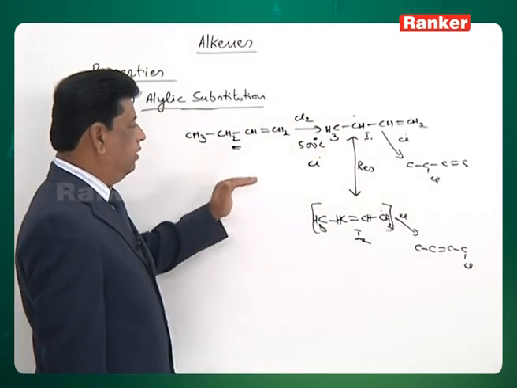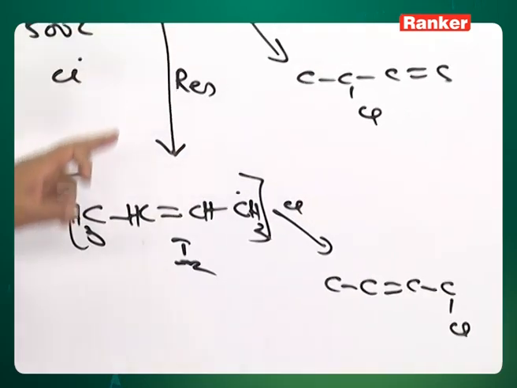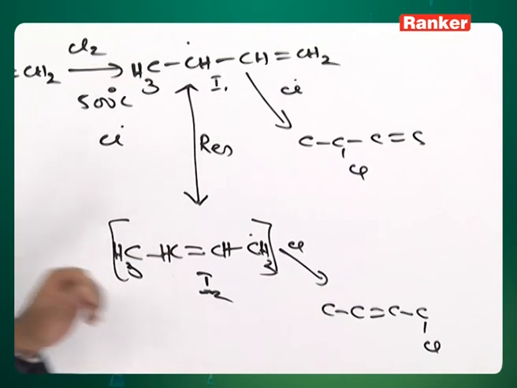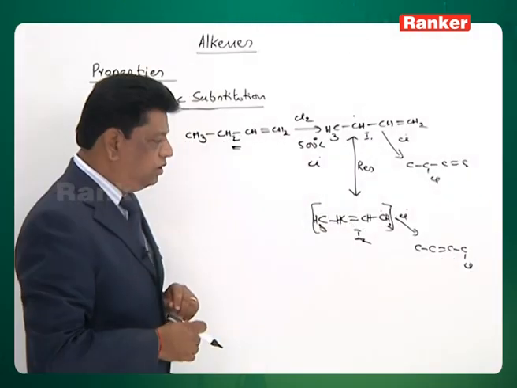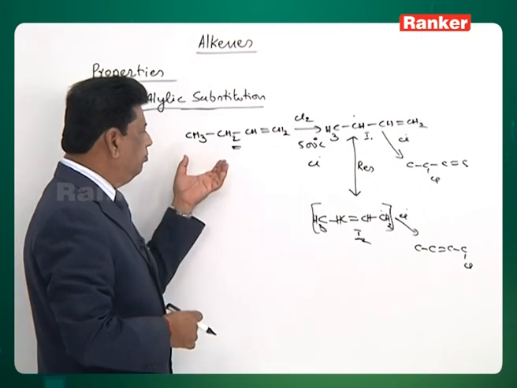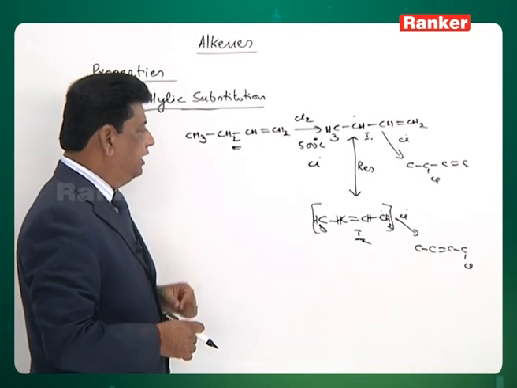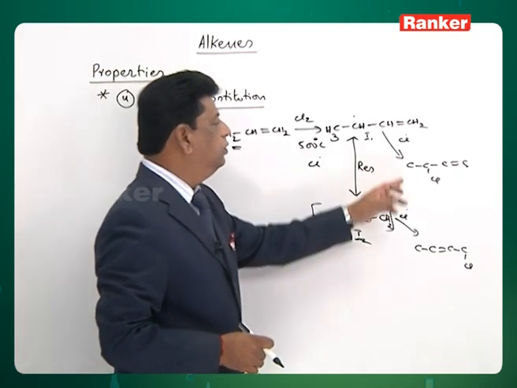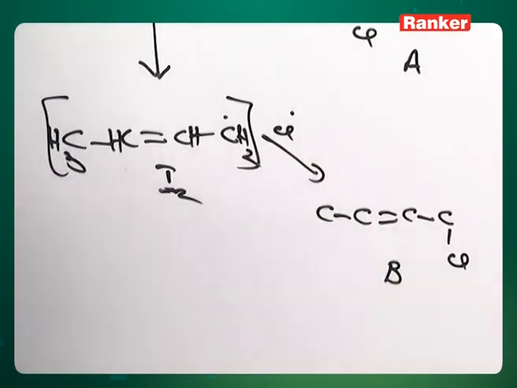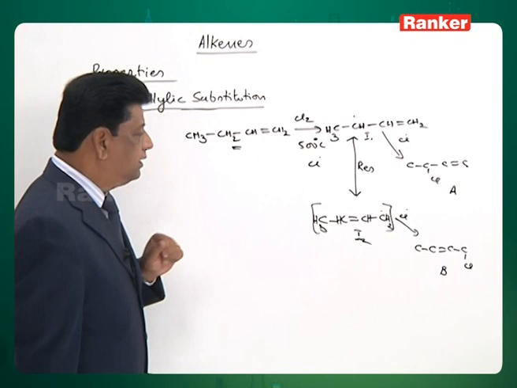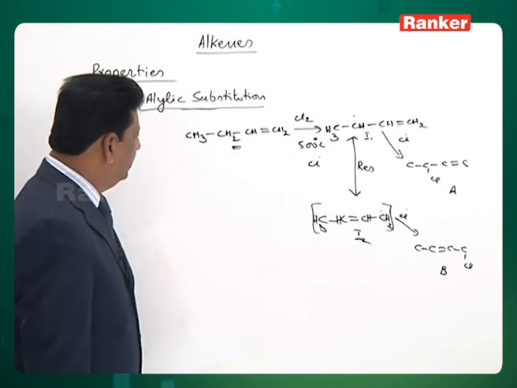So the theory is, if this is treated with chlorine, you must get this answer, but the intermediate shows resonance and then the Cl dot attacks, so you should also get this one. That is what is really observed: butene on chlorination at 500 degrees centigrade gives two answers, answer A and answer B, both are coming. Actually, the formation of product B is not that easy to explain.